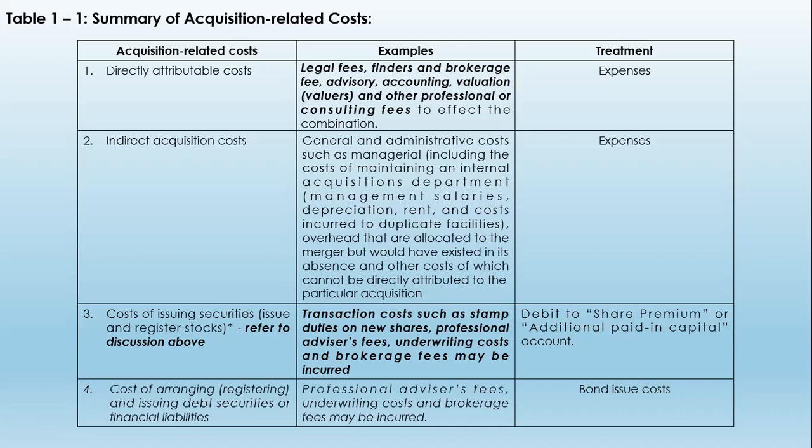In number 3, cost of issuing securities, issue and register stocks, these refer to transaction costs such as stamp duties, new shares, professional advisors' fees, underwriting costs, and brokerage fees that may be incurred. Debit to share premium or additional paid-in capital account. Then costs of arranging, registering, and issuing debt securities or financial liabilities, professional advisors' fees, underwriting costs, and brokerage fees may be incurred. Now, they are treated as bond issue cost.